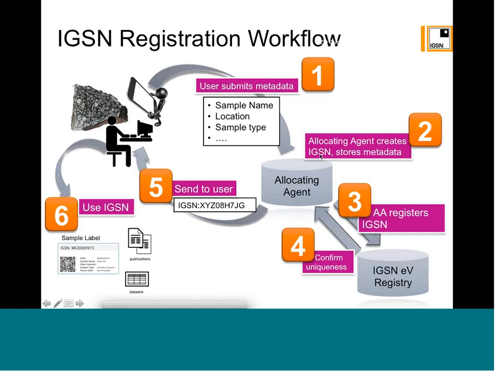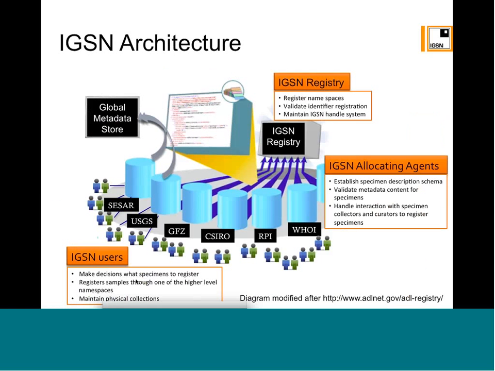The allocating agent then creates an IGSN and stores the metadata, forwards the IGSN to the global registry, which is currently operated at the Geoforschungszentrum in Potsdam. So the IGSN gets registered there and checked for uniqueness. If the uniqueness is confirmed, that will be communicated back to the allocating agent, who then sends the number as a confirmed number to the user, and the user will then start to use the IGSN, be it on sample labels or in publications or in their data sets.